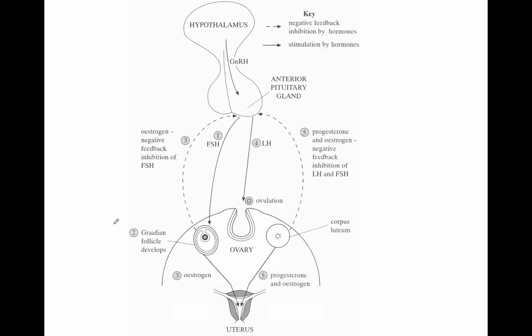Okay, so that was the control by those 4 hormones of the oestrous cycle. You may need to go back through the video and pause it at each stage if you'd like to annotate your diagrams.